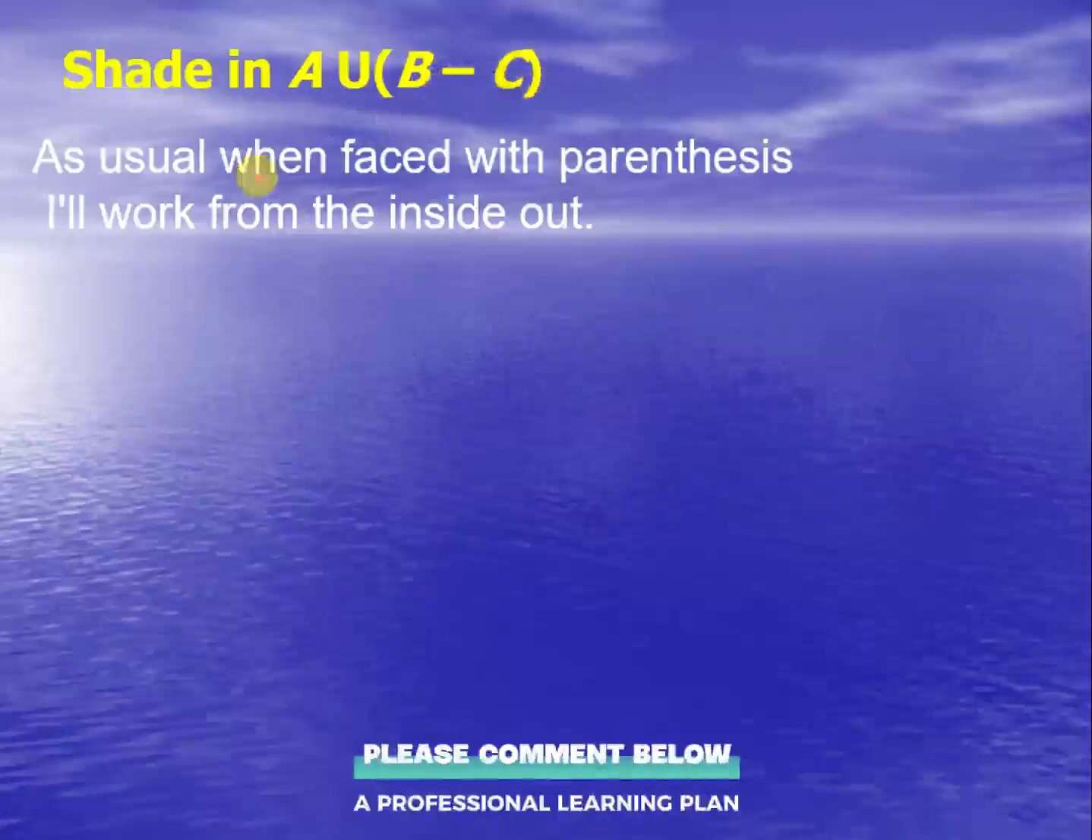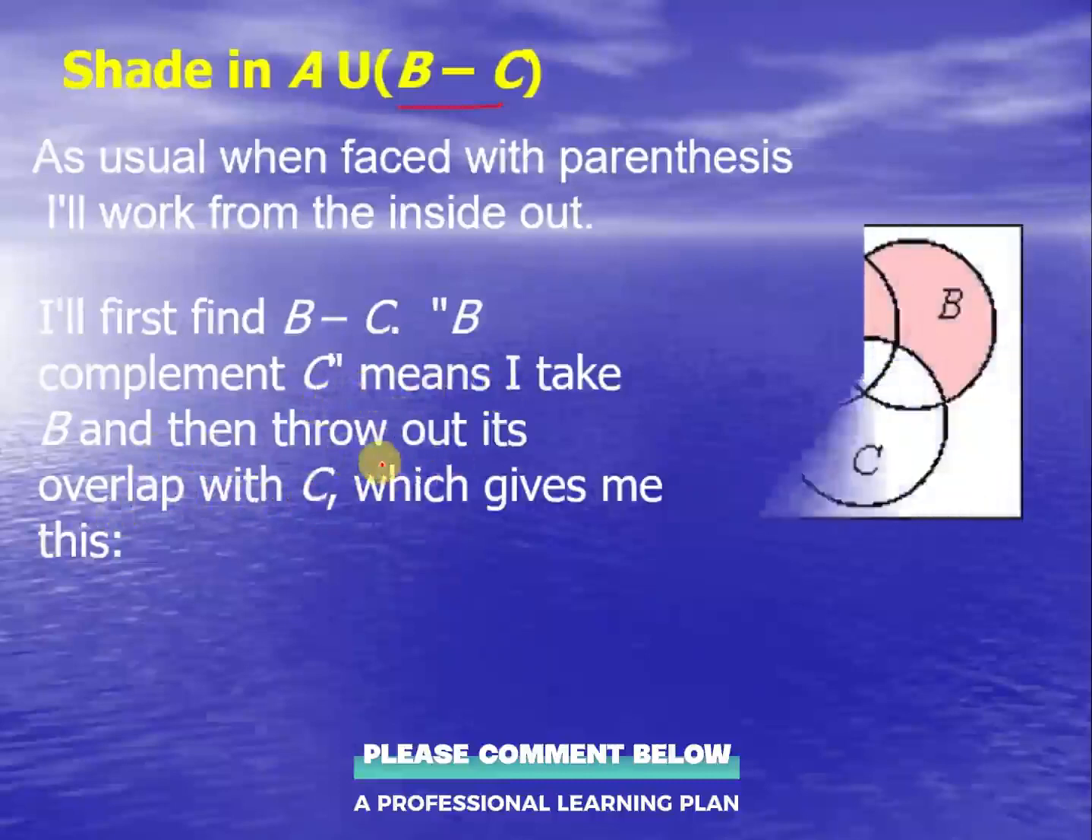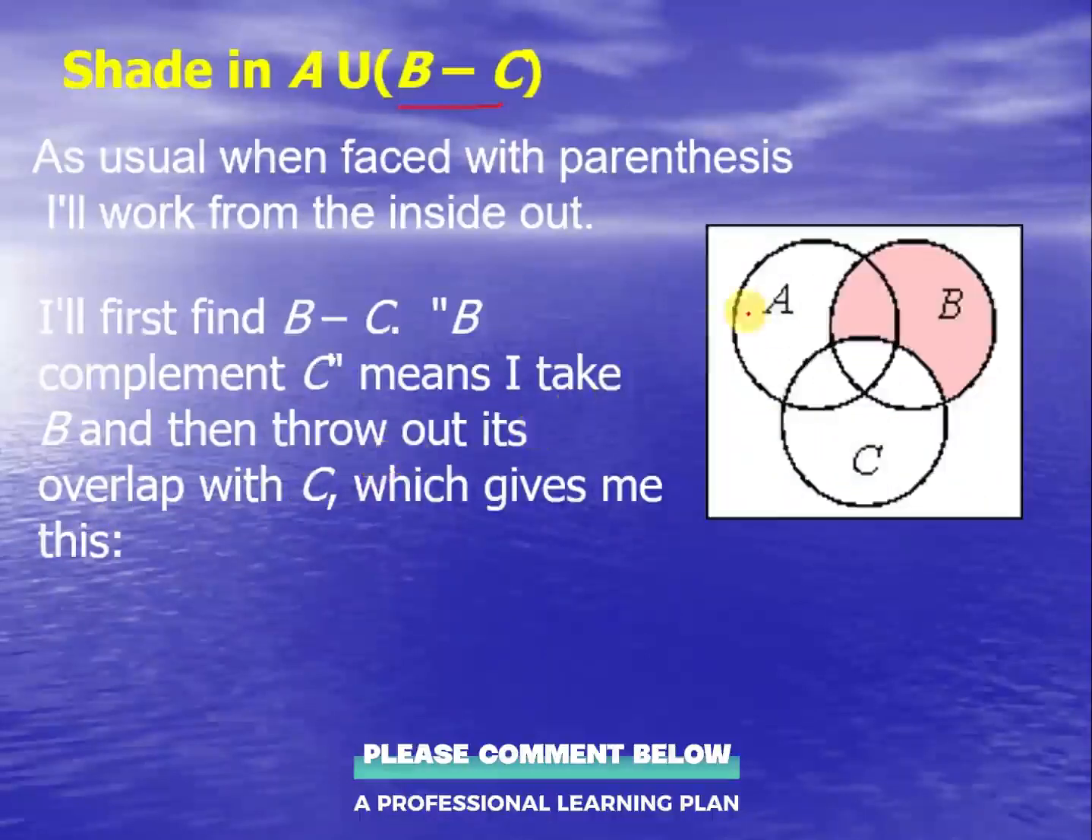Okay. So as usual, when faced with parentheses or a bracket, we usually work from the inside out, just like BODMAS. You start from the inside. You deal with B minus C before you proceed to take the union with A. So I will first work the B minus C. That is, B intersection complement of C. So I take B and then throw out its overlaps with C, which gives me this diagram over here. So this is B and this is A. This whole circle is C, and this whole circle is what?